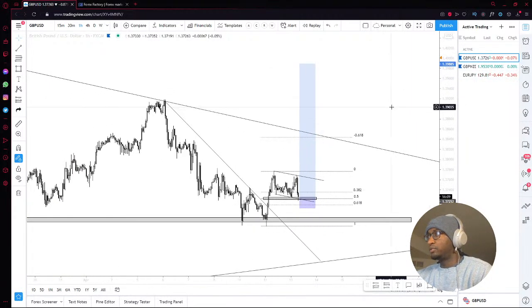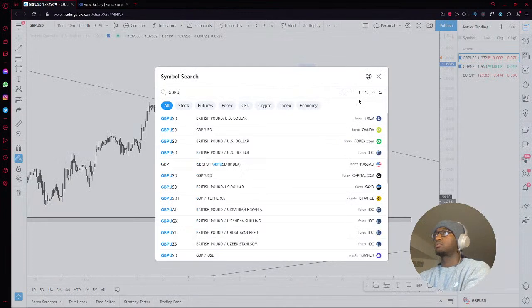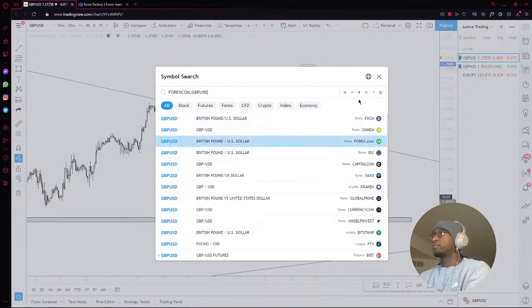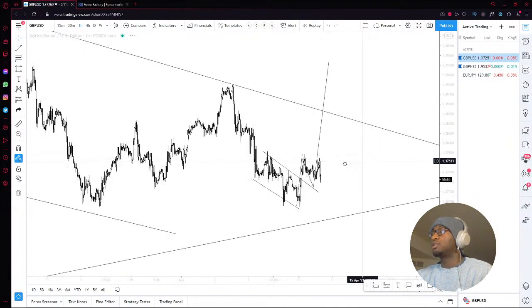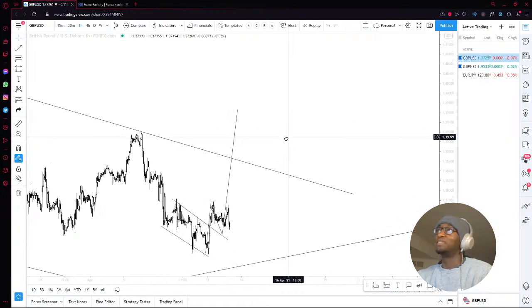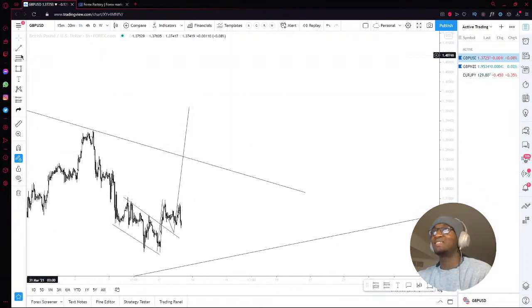Alright, so let's do a full markup of GU. If this is your first time hopping on one of these calls, you might not know my strategy, so let me break it down real quick.